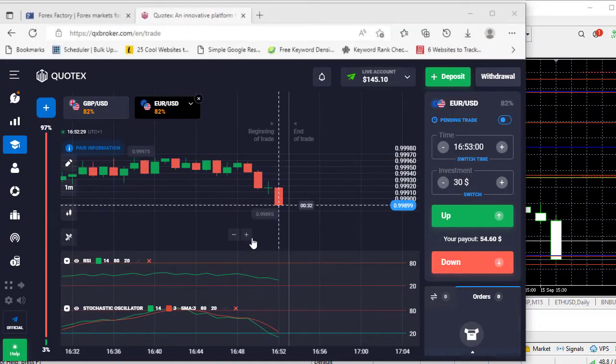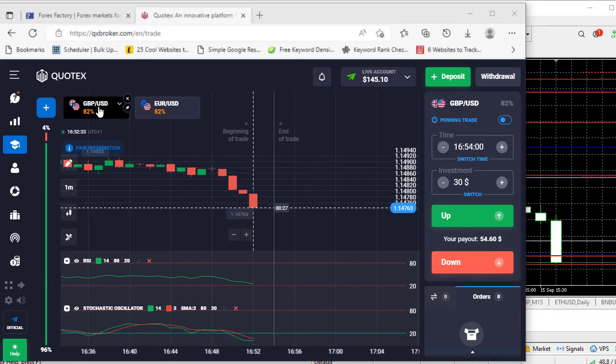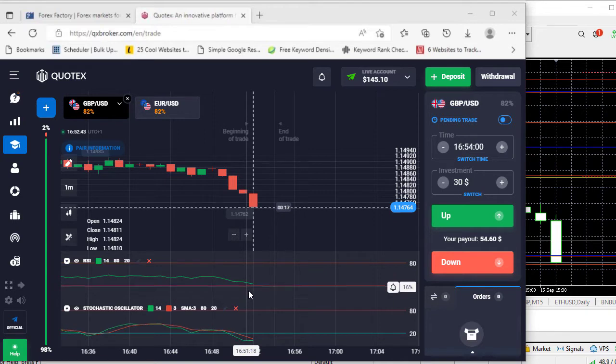If I was to go to my Forex trading right now, look at pound USD, for example. You can see that pound USD has had several candlesticks falling. The stochastics and the RSI are both in oversold, and we have a 15-minute level there. In fact, maybe we should take this trade. Let's take this trade and see.